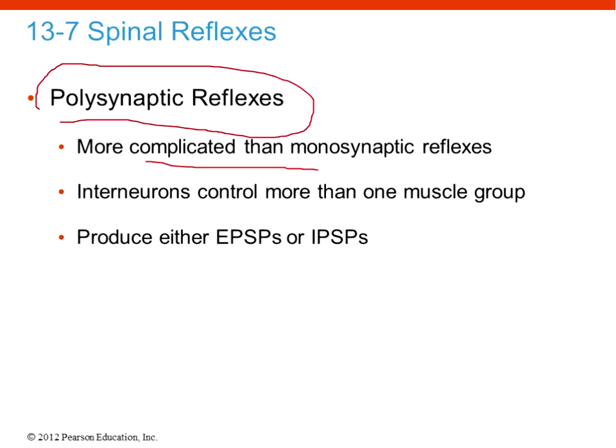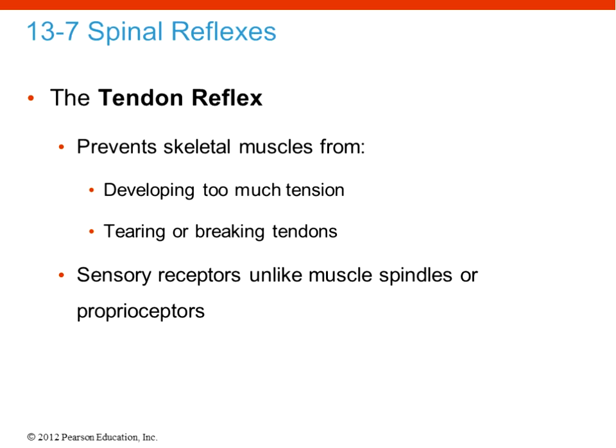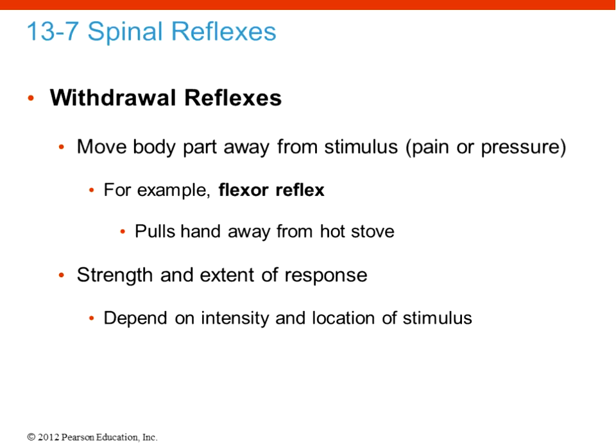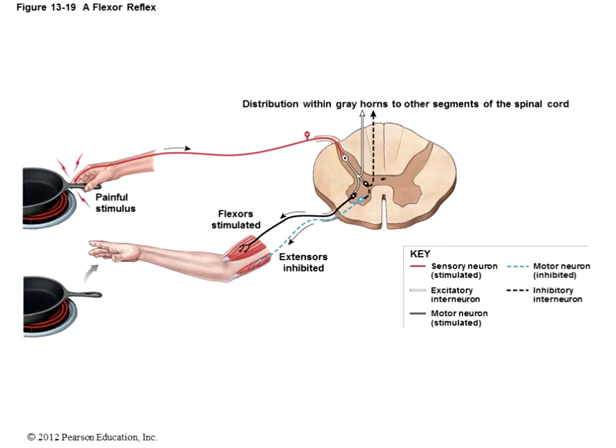Polysynaptic reflexes are more complicated. They typically have interneurons. Remember we talked about interneurons being a type of neuron that stays within the central nervous system to control more than one muscle group. Typically they produce either an excitatory or an inhibitory response to allow for a more complex response. A withdrawal reflex, for instance, is a great example of a polysynaptic spinal reflex, moving your body away from some sort of stimulus, like if you touch something that's hot or sharp. That involves a polysynaptic reflex.